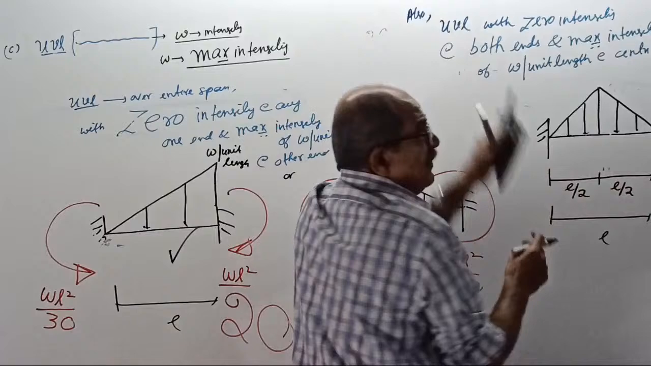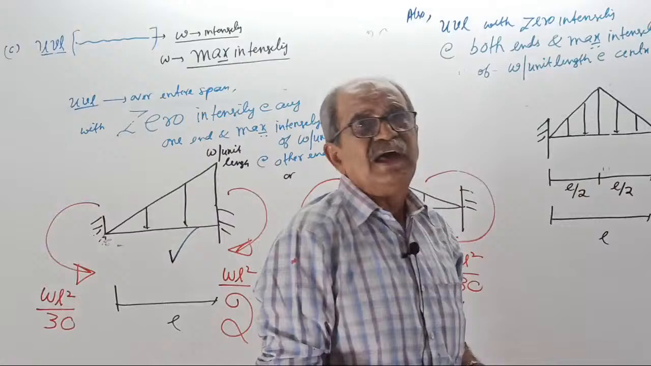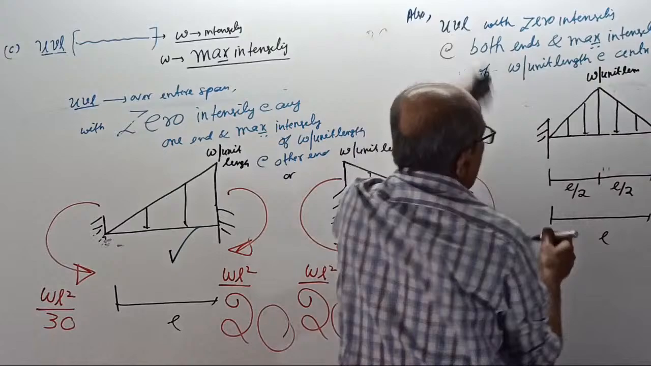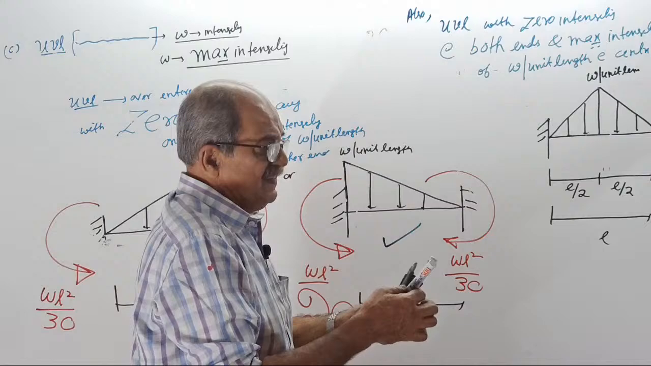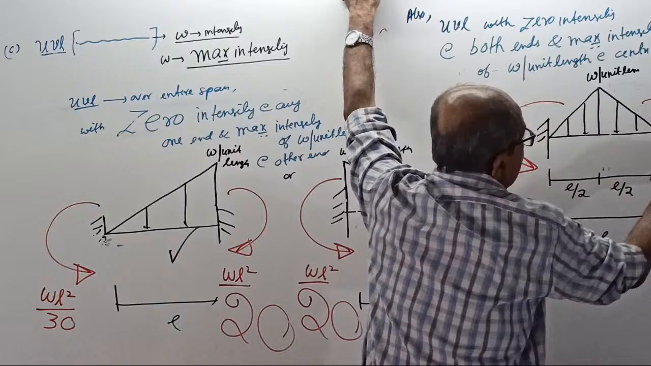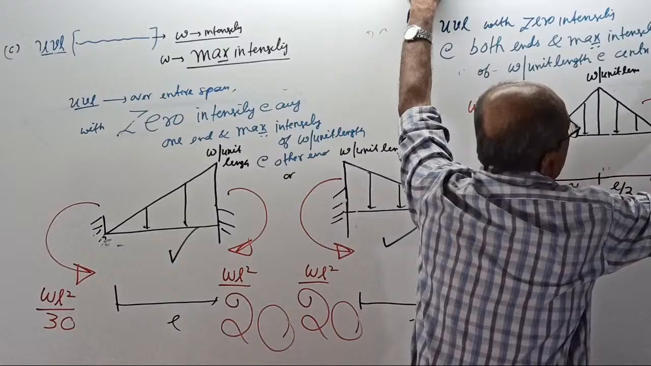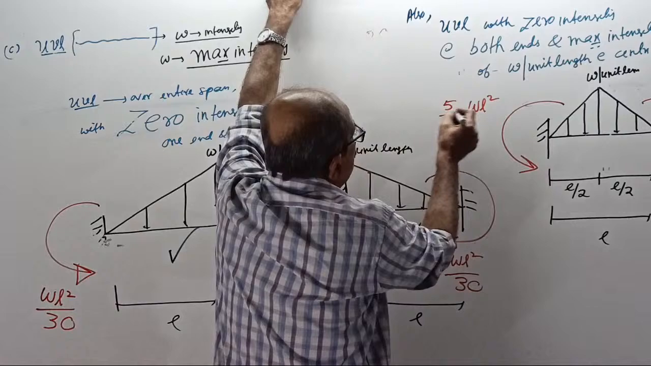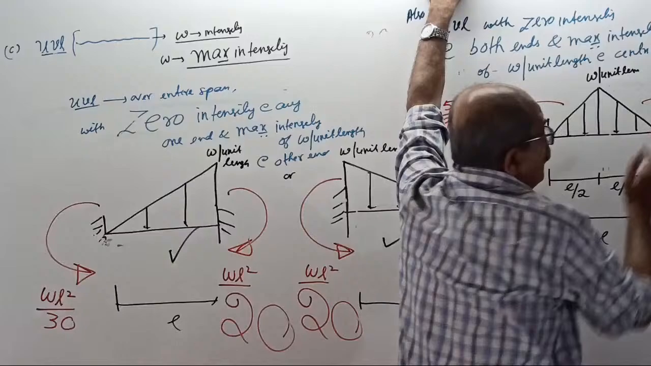This comes when the beam is supporting a two-way slab, and if it is the shorter edge supporting the longer span in RCC, remember. This is W per unit length, maximum intensity. Now remember, this is unsymmetrical, so one of them is divided by 20, other by 30. Here it is symmetrical, so both are equal. Here also WL square, here also WL square, both equal into 5 by 96. Remember as 5 by 96 only.